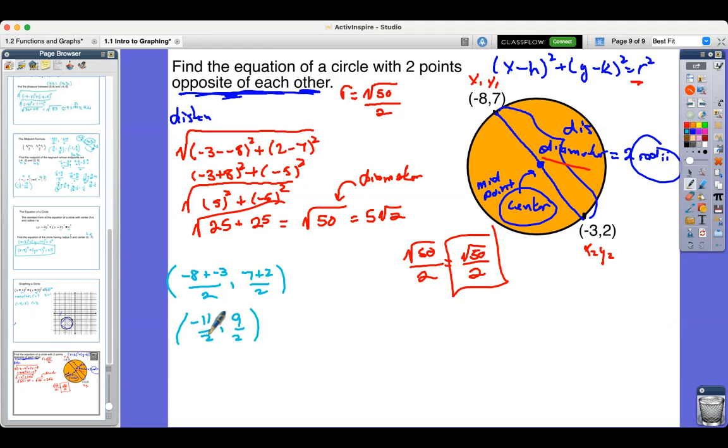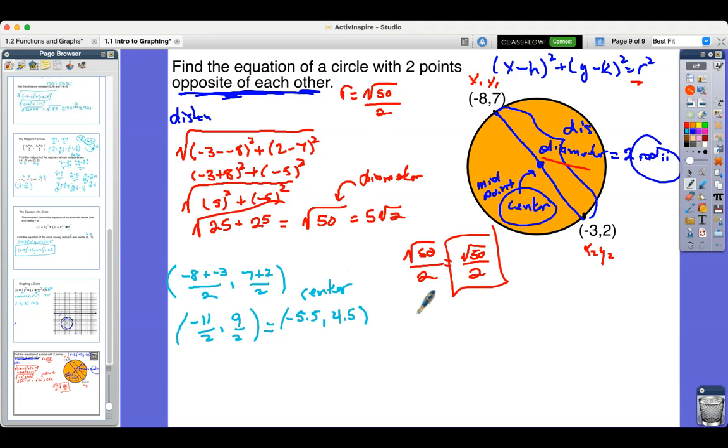And we can leave it like this, or since we're going to put it in the equation, it actually doesn't matter. So we'll do this, or we can do both. We'll do -5.5, comma, 4.5. We'll do that as decimals for now. All right, so we have our center now, and we have our radius.